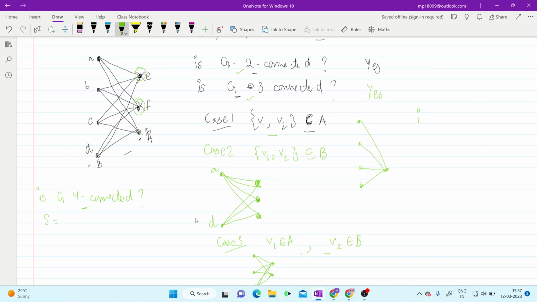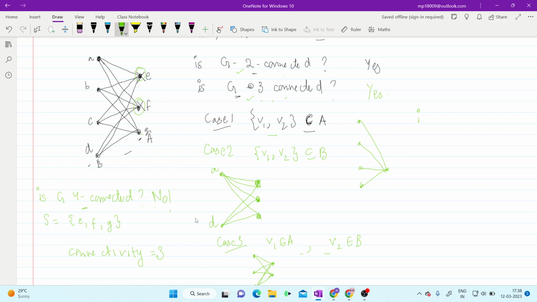So if we take S as E, F, G, then this graph becomes disconnected. So basically, the minimum number of vertices required, our connectivity, is coming out to be 3. Hence G is not 4-connected. G is 2-connected, G is 3-connected, but G is not 4-connected. So the maximum K for which G is K-connected is 3. Therefore connectivity is 3. And this matches with our other definition also, that is, the minimum number of vertices required to make this graph disconnected is 3.